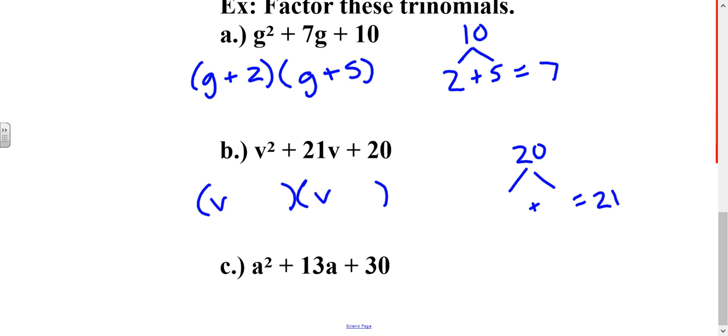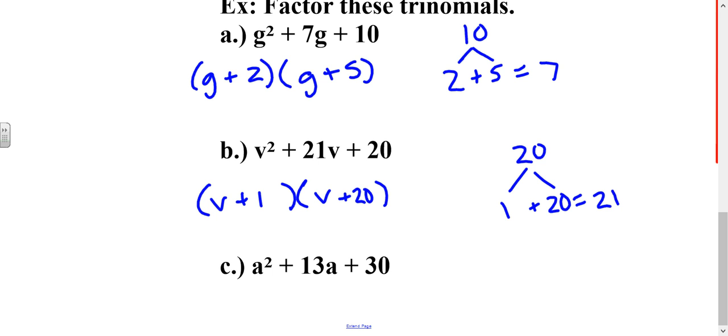So 20, I've got 1 and 20. Oh, there we go. So 1 and 20. So v plus 1 and v plus 20. Now you might be asking, does it matter what order I put these in? Does the 20 have to come first, or does the 1 have to come first? Well, when you're multiplying numbers, it doesn't matter the order, because if you take 1 times 20, it equals 20, and so does 20 times 1. So the order really does not matter.